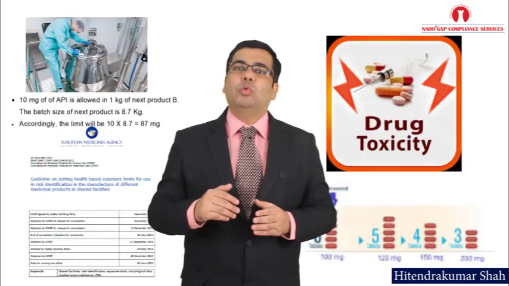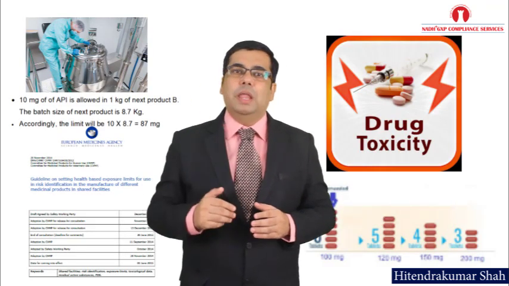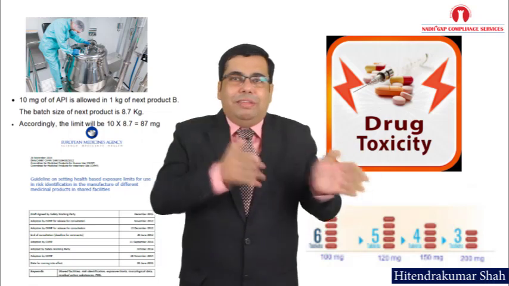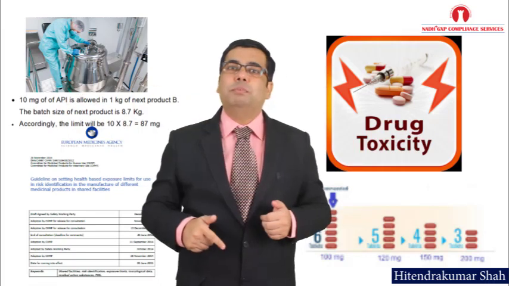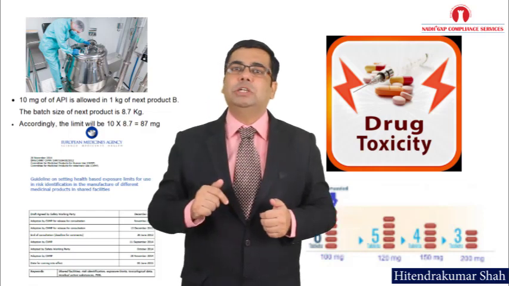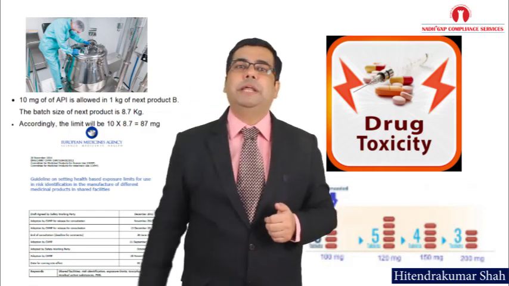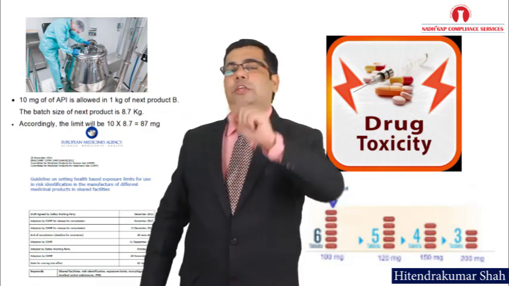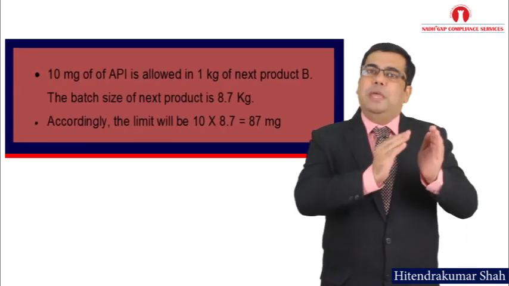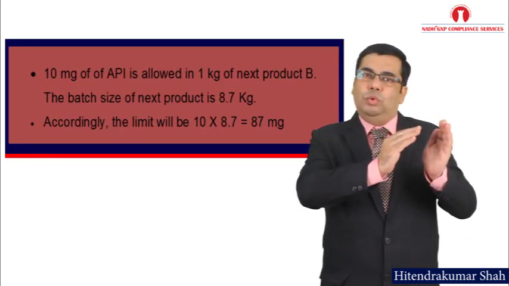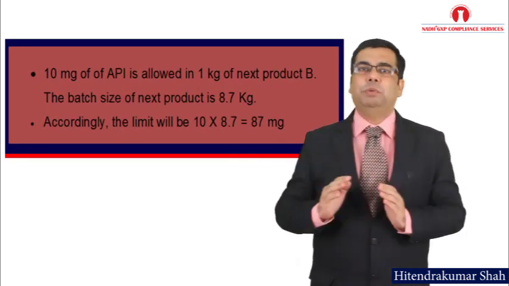After visual clean criteria, there are other criteria also, which were stated earlier. I will not be able to discuss all these criteria here, but I will discuss some problems faced during cleaning validation and during practical implementation, and how we can solve them. Let us discuss the 10 ppm criteria. This criteria means 10 ppm of the previous product residue is acceptable in the next product.